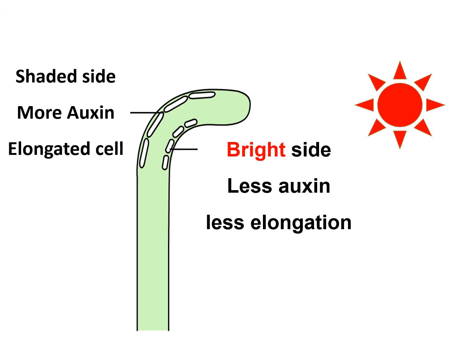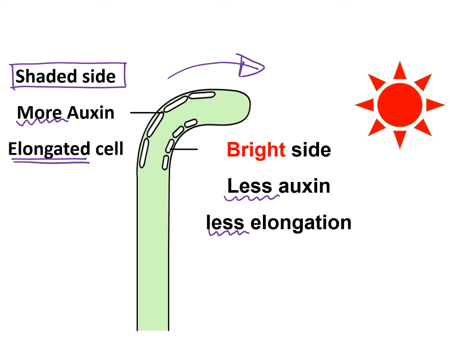Take a look at the following picture. In the shaded side with less amount of light, there are more auxin, higher auxin concentration. So therefore, the cells, they elongate and become longer and then grow. Now, on the bright side, it has less auxin, so there is less elongation of the cell, less growth of the cell. Since the shaded side has more growth than the bright side, therefore, the plants tend to bend towards the unilateral light, bend towards the bright side.